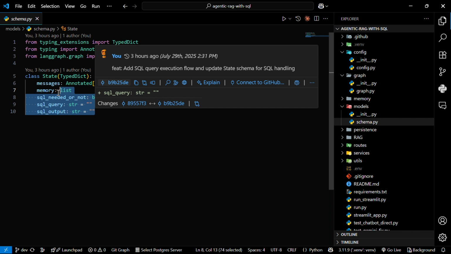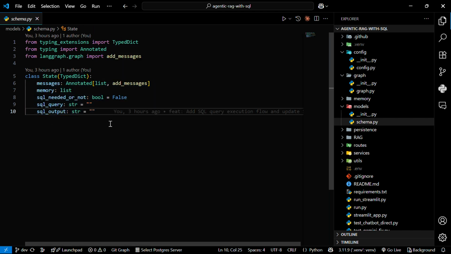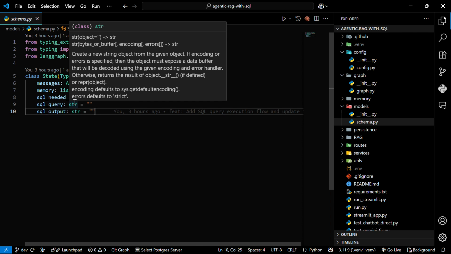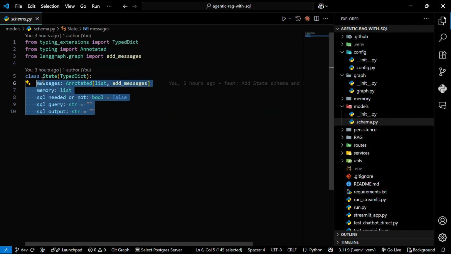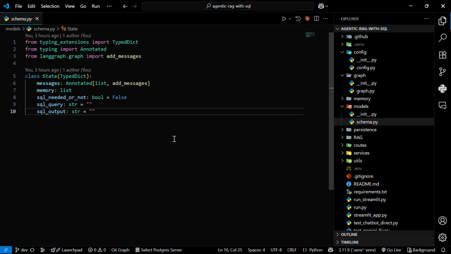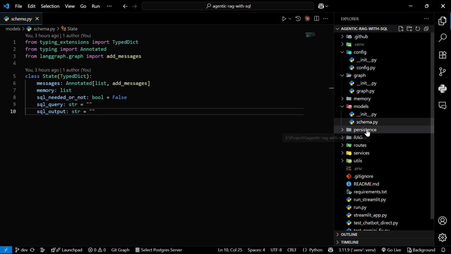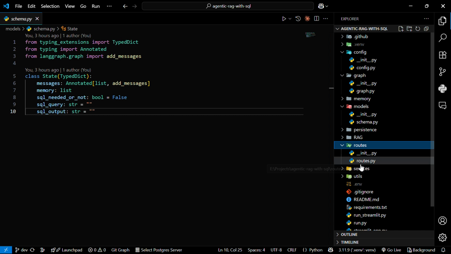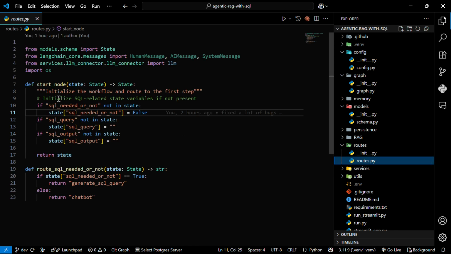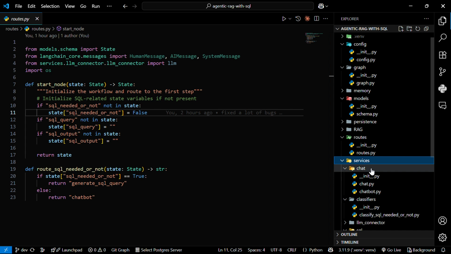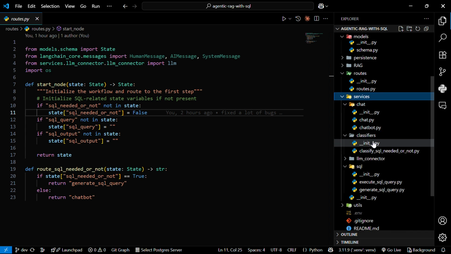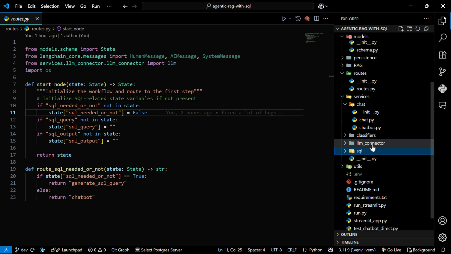For the proof of concept, I'm only using these five Pydantic schemas inside the state. Routes is basically routing the start node and whether SQL is needed or not. In the services, there are many services. I'll show you one by one.